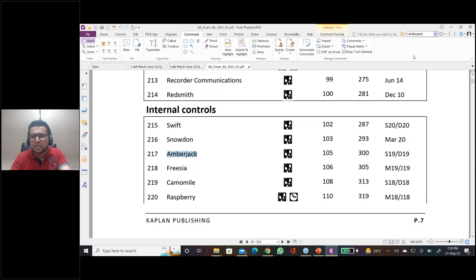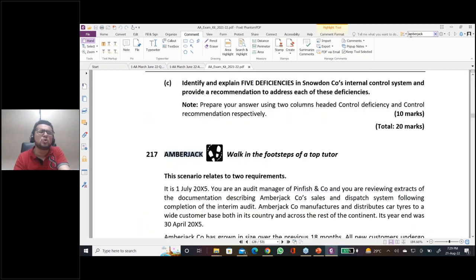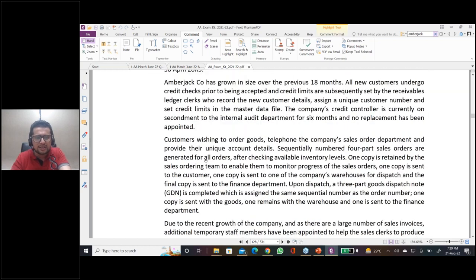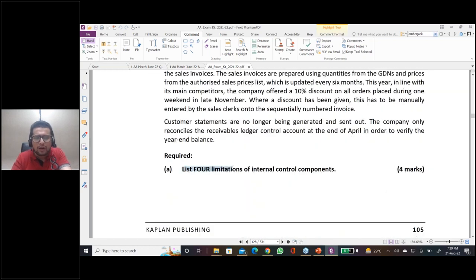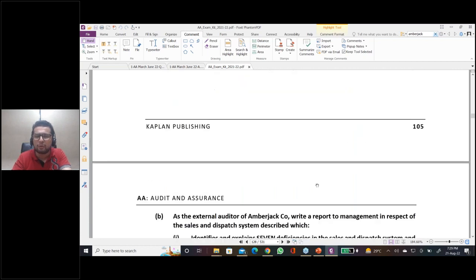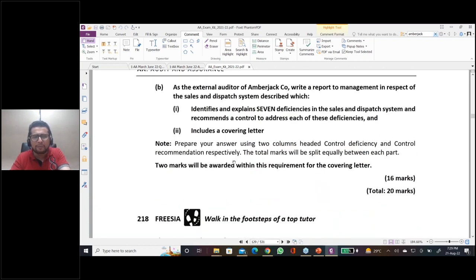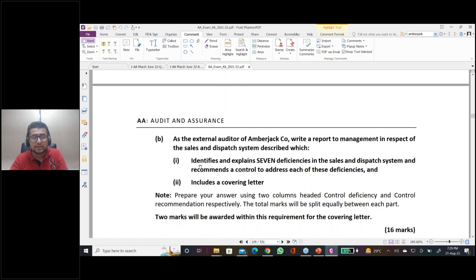So this is a question called Amberjack, and this is from December 19. Let me help you with 2 marks relevant to the exam requirement. List 4 limitations of internal control components. So this is straightforward bookish knowledge. What about part B? 16 marks.